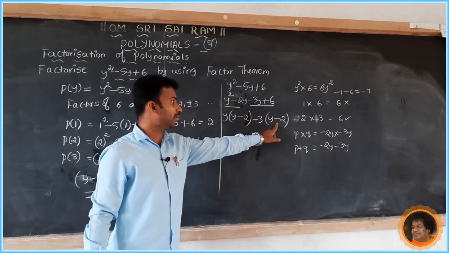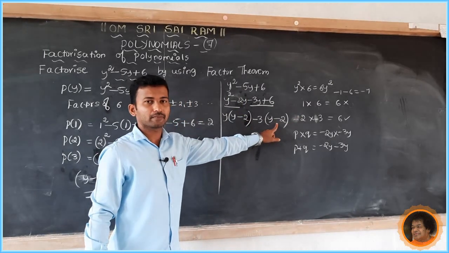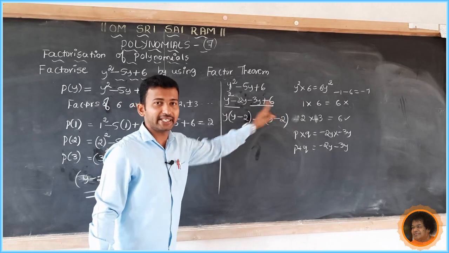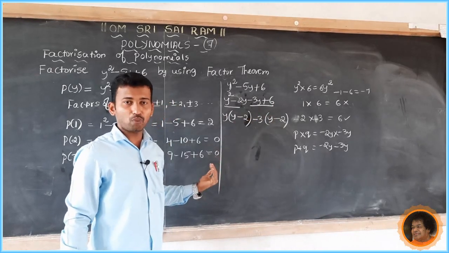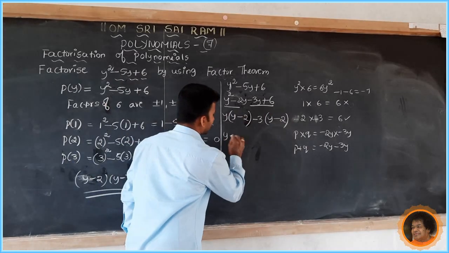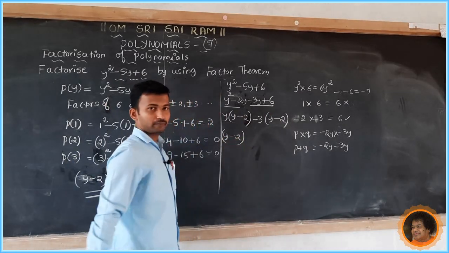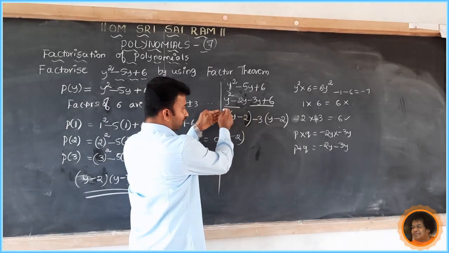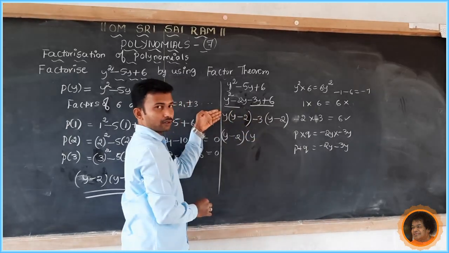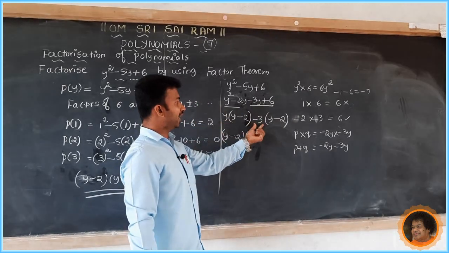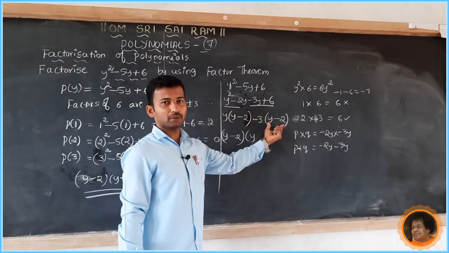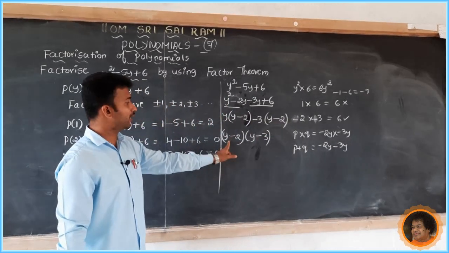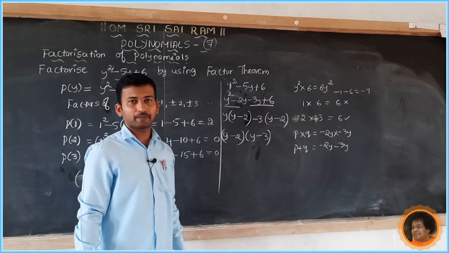So y minus 2 and y minus 2 should be the same, or we can say y minus 2 is the common factor in both. Again, take y minus 2 as a common factor. Divide y into y minus 2, we get y. Similarly, divide minus 3 into y minus 2, we get minus 3. So, we have two factors, that is y minus 2 and y minus 3.